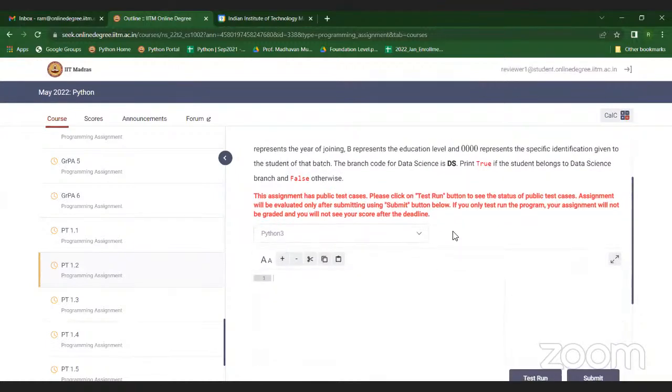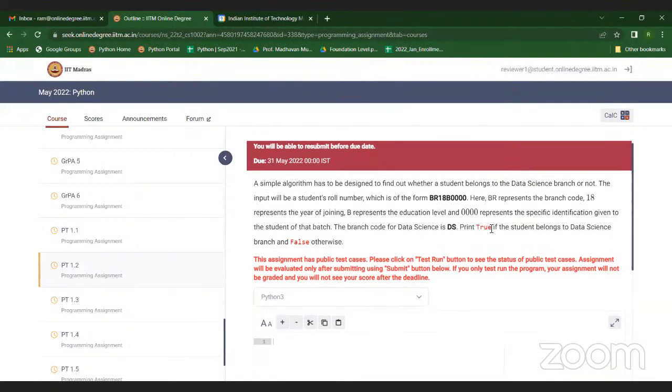You should be accepting a student roll number, and then you should be printing true if the student belongs to a data science branch, and false otherwise. Okay. Yes, sir. Got it.